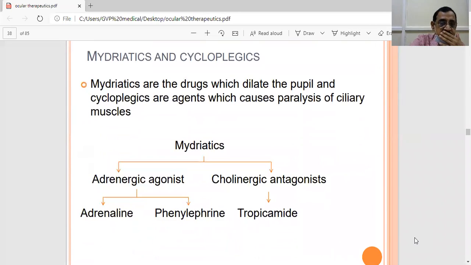Mydriatics and cycloplegics, these are other things which we commonly use in ophthalmology. Mydriatics are the drugs which dilate the pupil, and cycloplegics are the agents which cause paralysis of the ciliary muscle. So mydriatics are either adrenergic agonists or cholinergic antagonists. Adrenergic agonists are adrenaline and phenylephrine, and cholinergic antagonists include tropicamide.